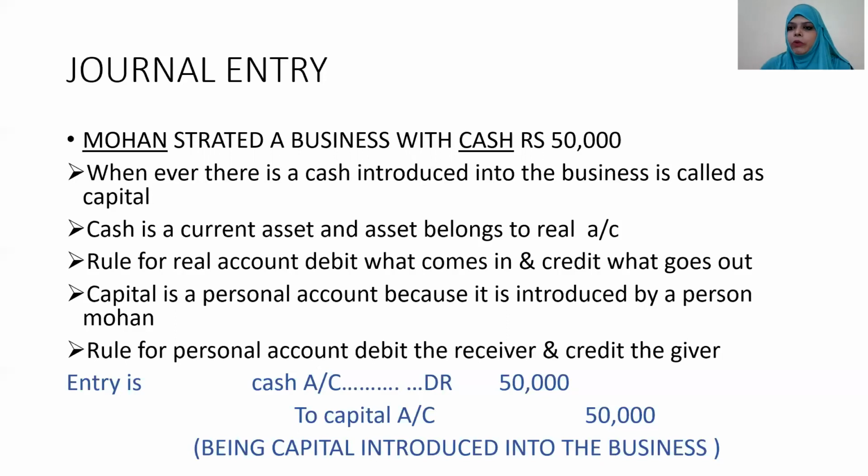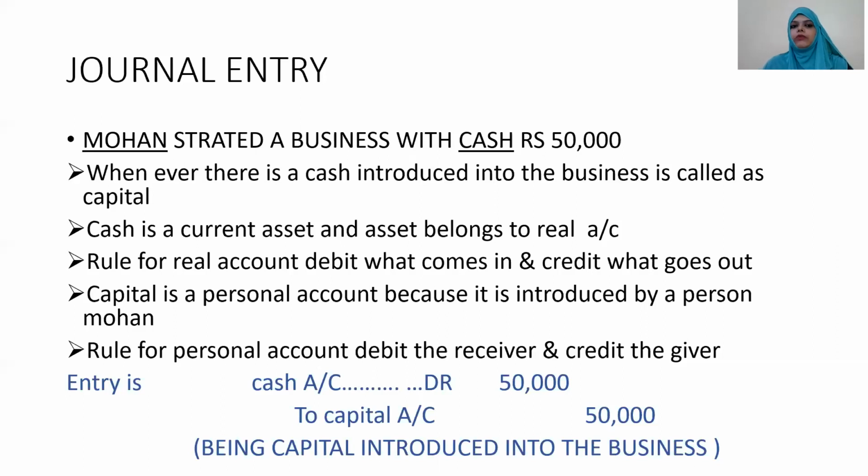This is not a tabular form. I'm not writing in a tabular form, but I'm letting you know how to write a journal entry. If a transaction such as the first one is given, Mohan started a business with cash 50,000, you have to think what persons are involved in the business, what has been done in the business, how it will reflect in the business, and what accounts are involved.